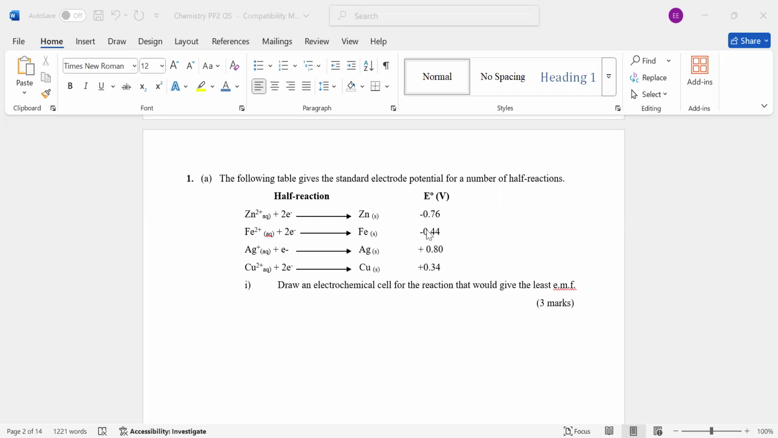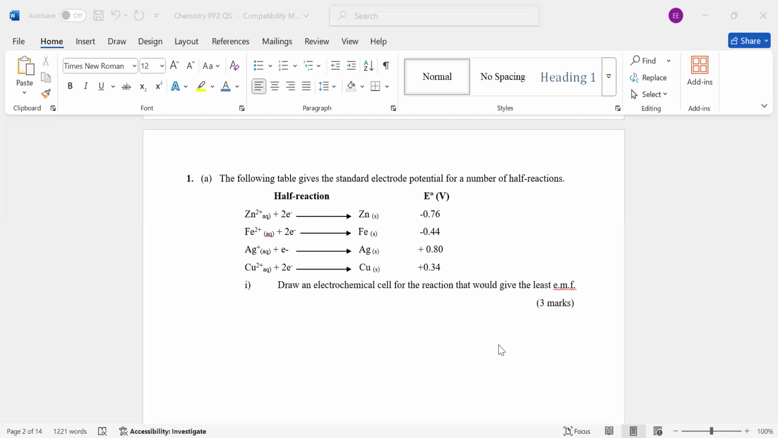Because even if you look at the E values, you realize that zinc is more reactive as compared to iron. And we've said that the one that is more reactive should be on the left-hand side, which is the anode. Now, these two half cells are connected. Remember, we're using the half cells to calculate the E value.